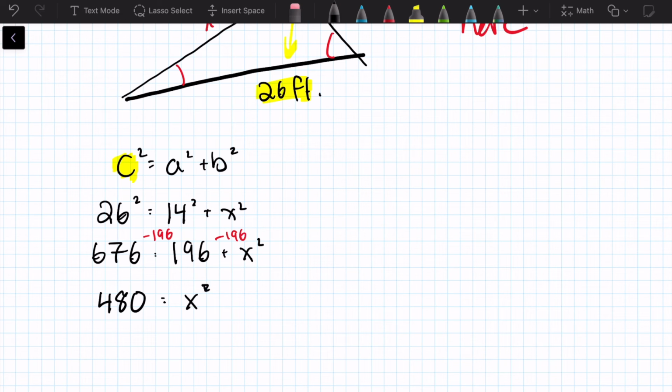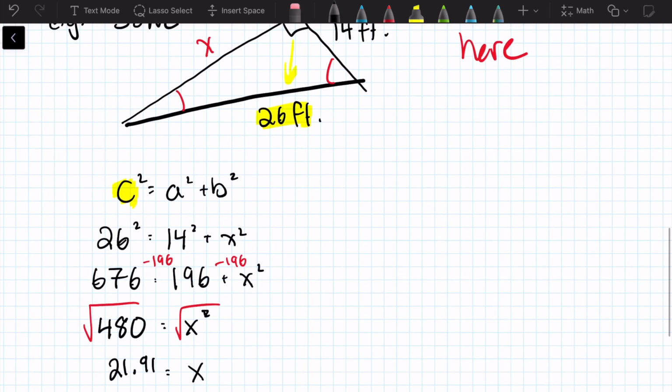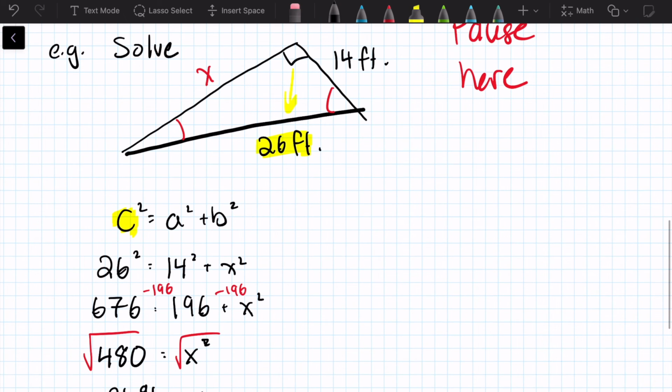Leaves me here. And so you'll remember, hopefully, that if we want to get rid of the square now, we're going to square root both sides. So that gets us x on the right. And if you square root 480, you should get 21.91. So that's how long x is, 21.91 feet. And if you look at the triangle, that seems pretty reasonable.